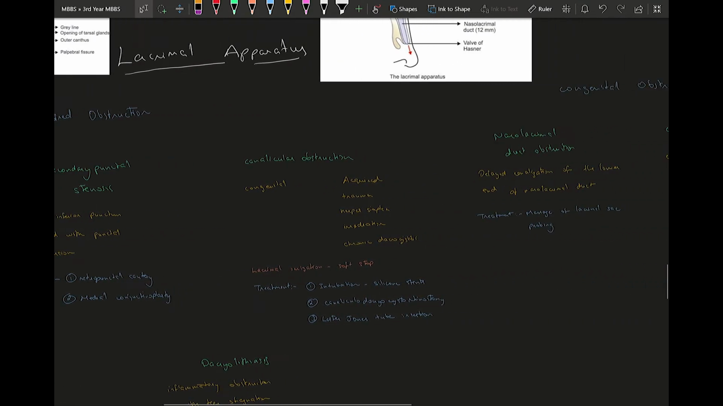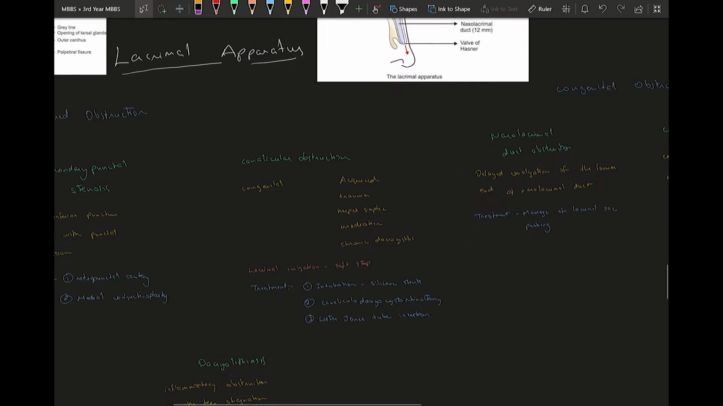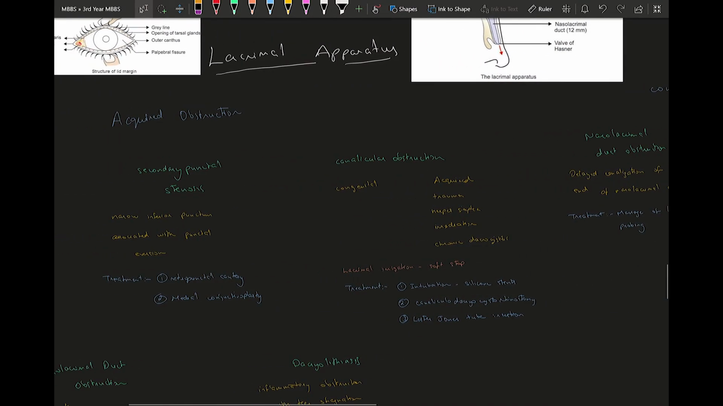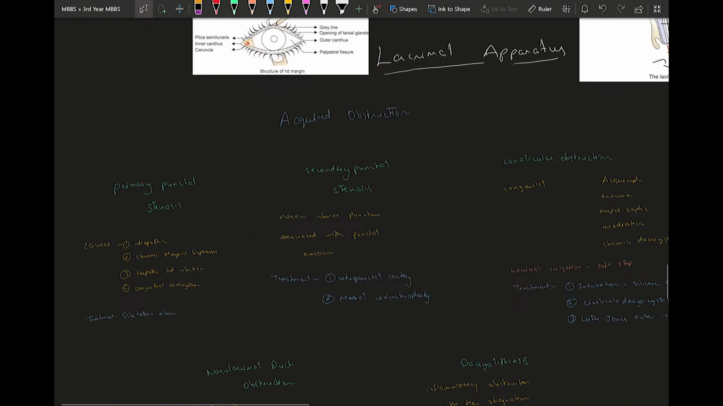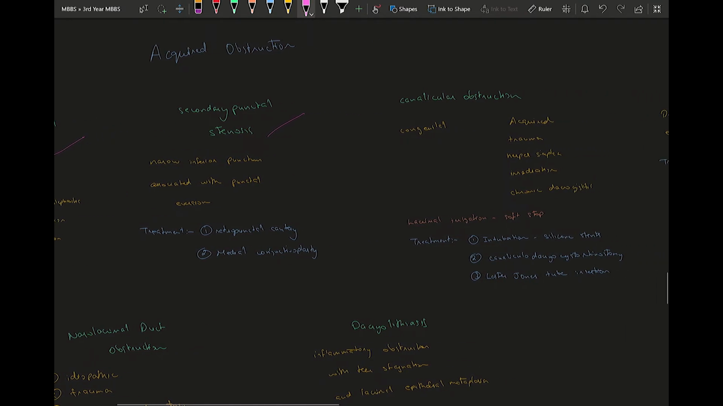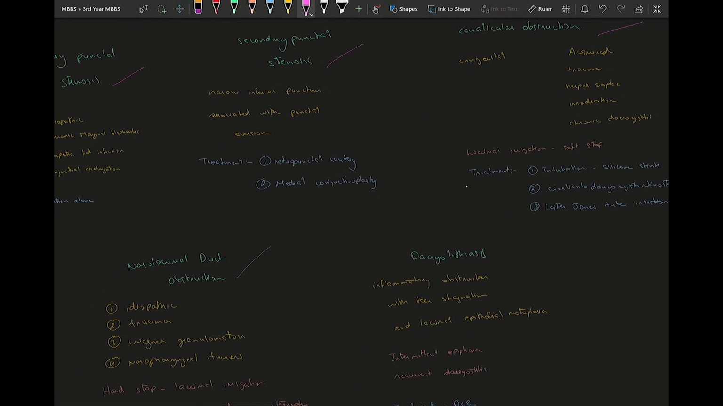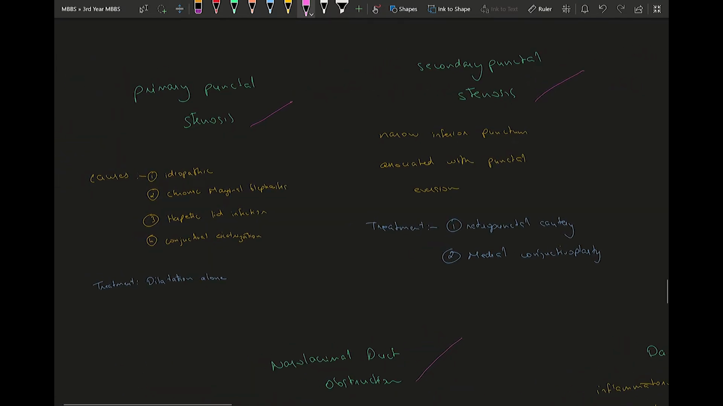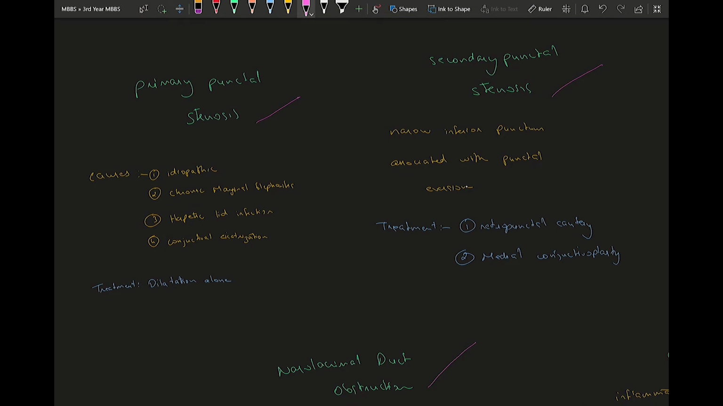So the biggest problem with this lacrimal apparatus is that it might be blocked at any one of these areas. So there can be an acquired block or a congenital block. The various acquired blocks can be punctal stenosis, which is primary or secondary, canalicular obstruction, nasolacrimal duct obstruction, or dacryolithiasis. Primary punctal stenosis can be due to idiopathic causes, chronic marginal blepharitis, herpetic lid infection, or conjunctival cicatrization. So the treatment is dilatation alone.